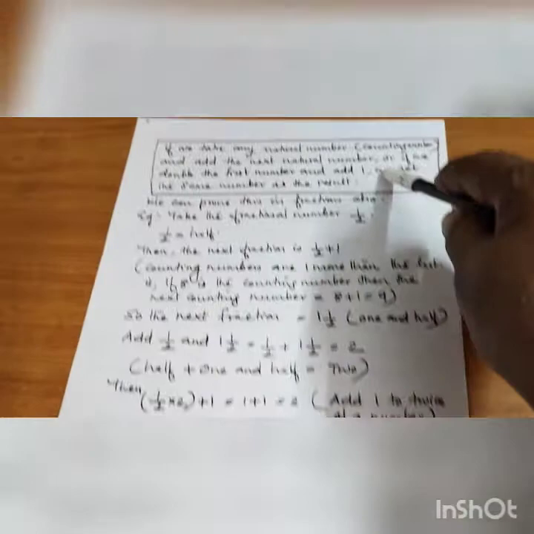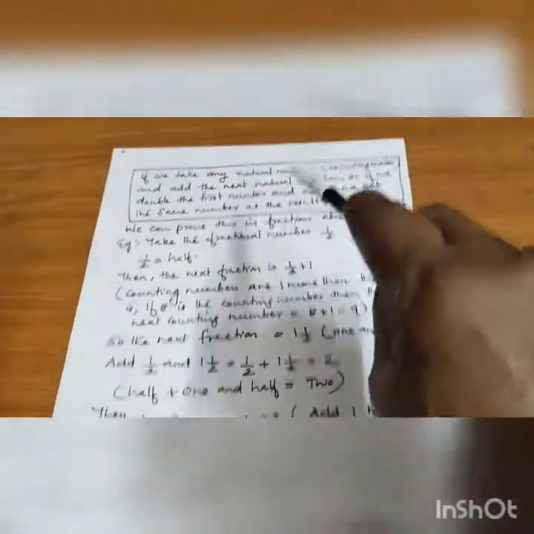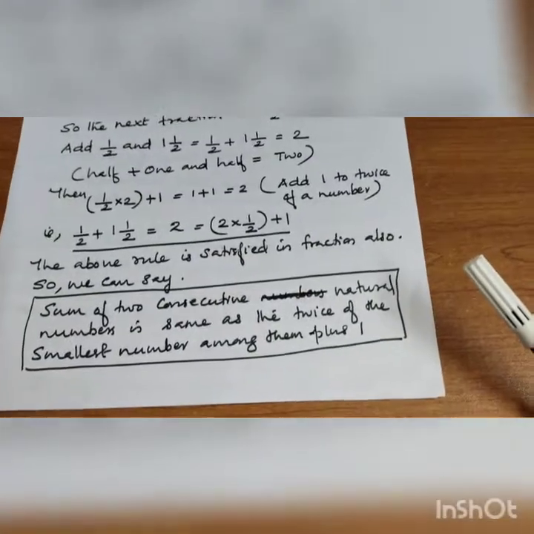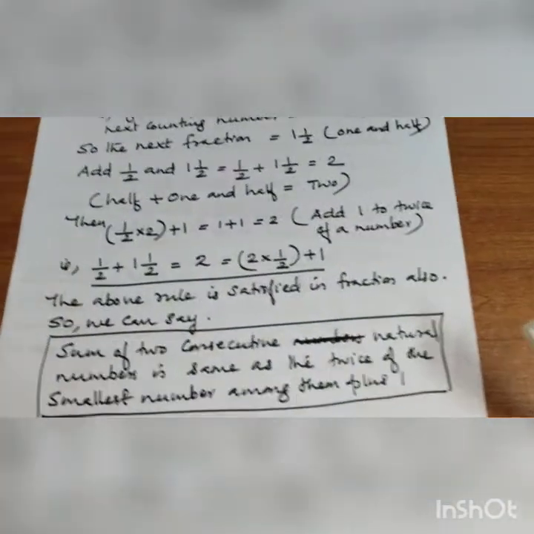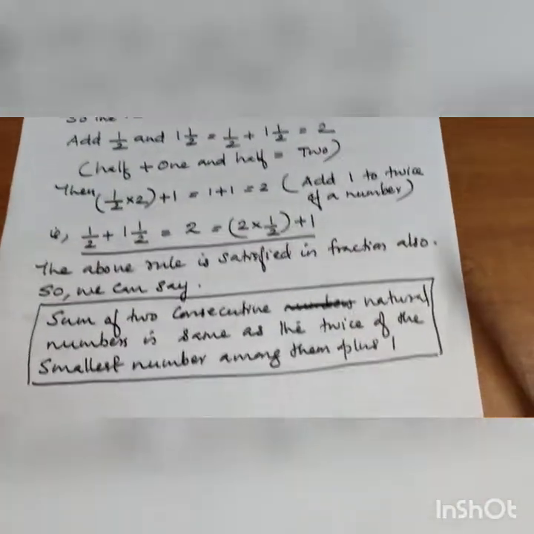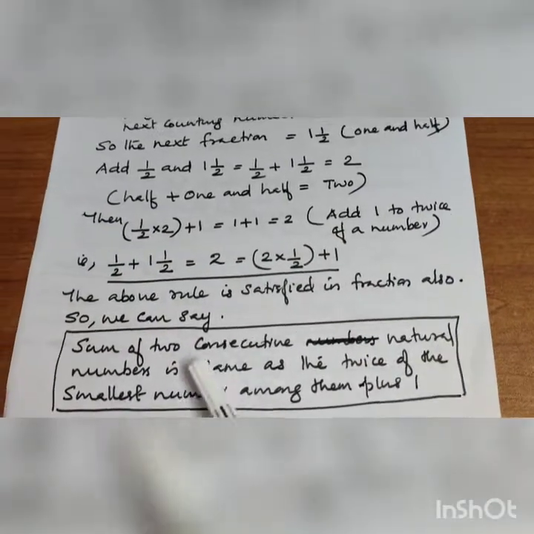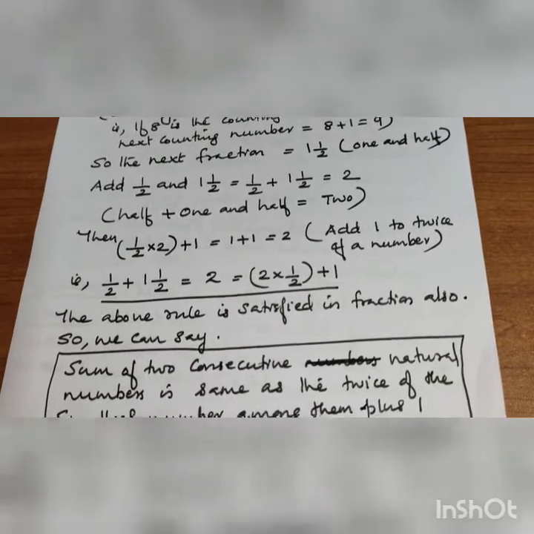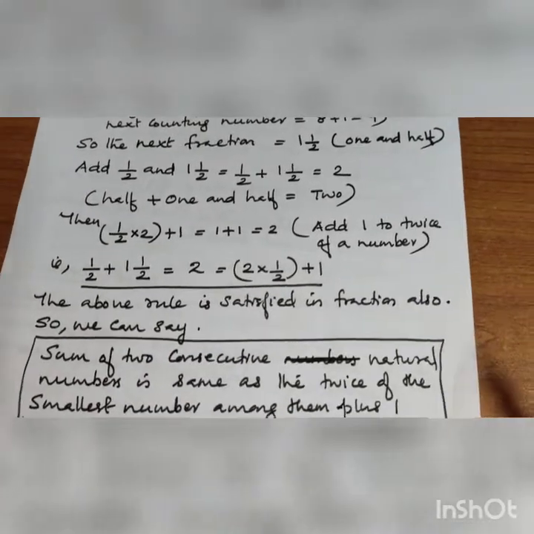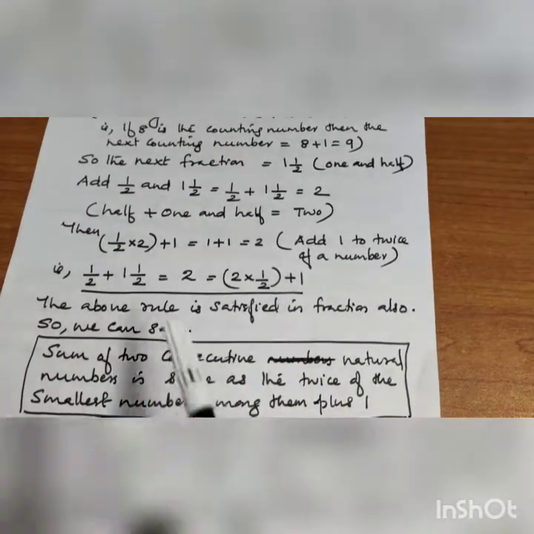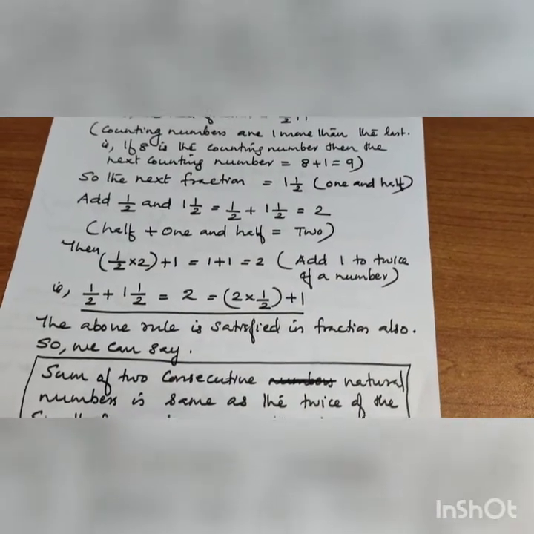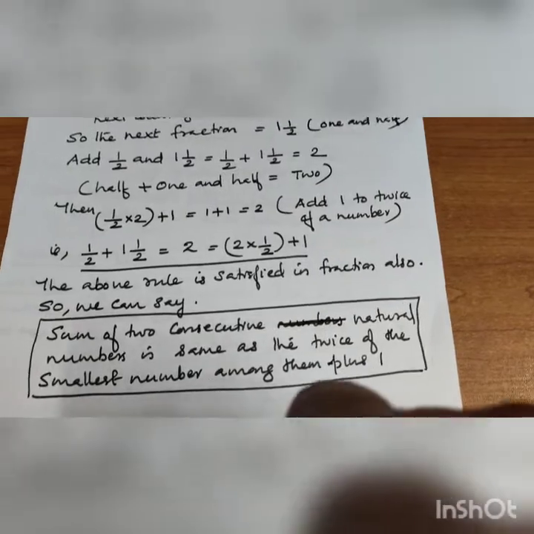Therefore, the above principle is same in fraction also. The above rule is satisfied in fraction also. So, at last we can conclude that sum of two consecutive natural numbers is same as twice of the smallest number among them plus 1. Sum of two consecutive natural numbers is equal to twice of the smallest number among them plus 1.